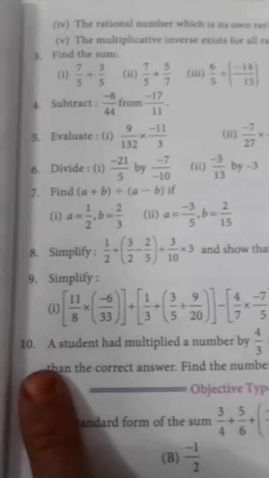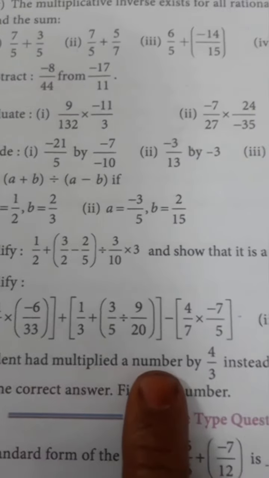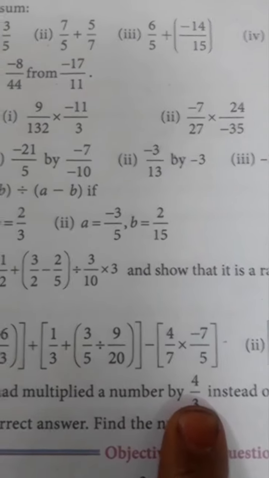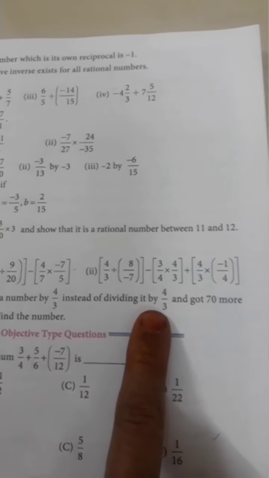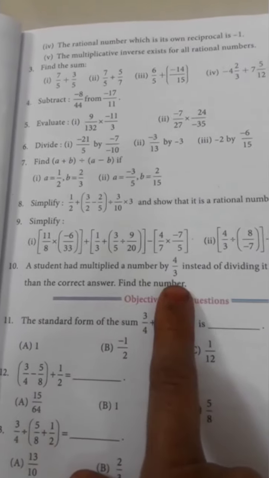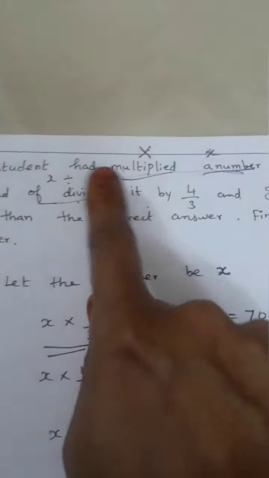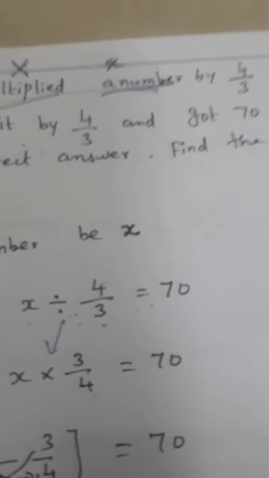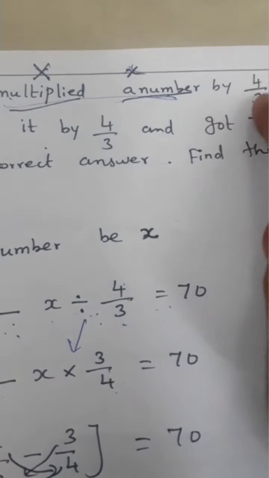10th question. A student had multiplied a number by 4 by 3 instead of dividing by 4 by 3 and got 70 more than the correct answer. So find the number. See the question. For multiplied, the symbol is into. A number, which number? We don't know, so take it as x, multiplied by 4 by 3.